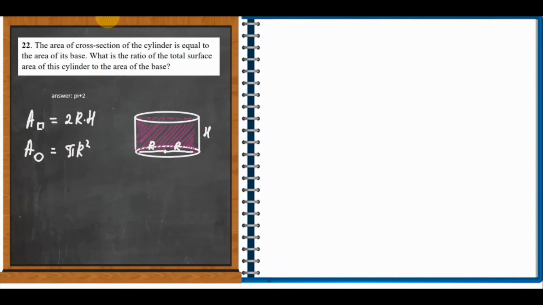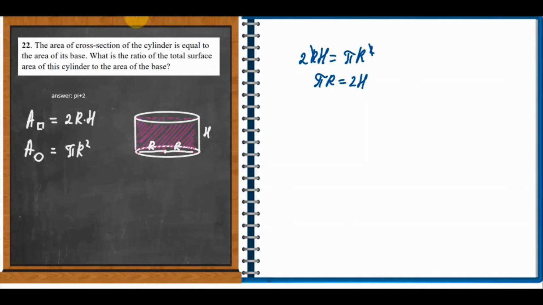Let's write the solution for this first sentence. 2πr multiplied by height is equal to πr squared. Now we can find some relationship between r and height. We can cancel r's. πr is going to be 2h. After that, let's read the second sentence.